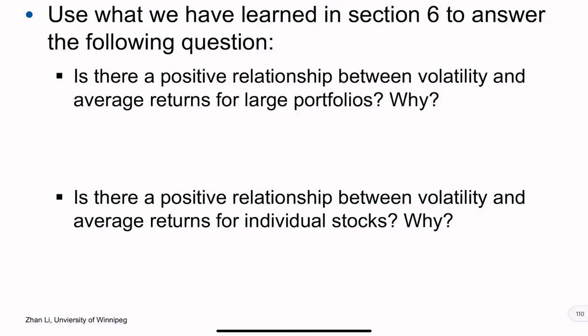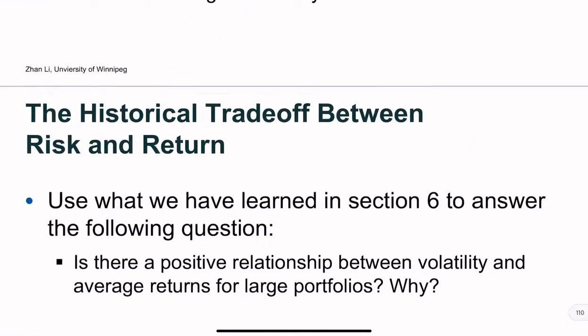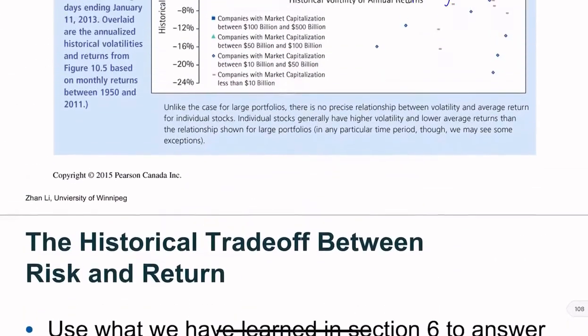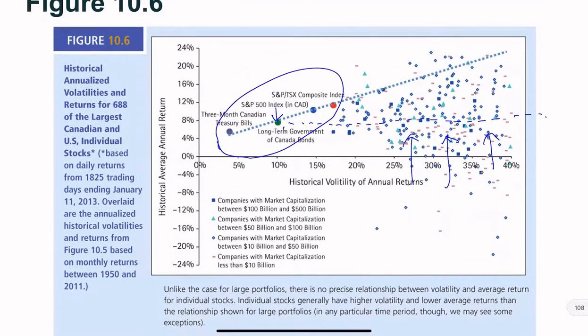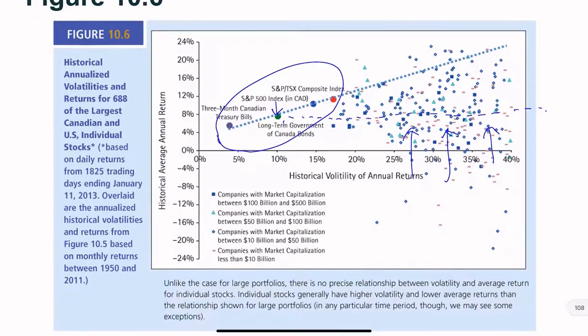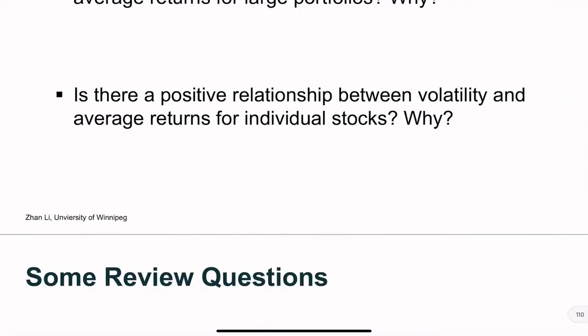Now, the fourth question, is there a positive relationship between volatility and average return for individual stocks? Well, if you look at this picture here, you can see that we cannot observe a positive relationship between return and volatility for an individual stock. The question is why? Why do we get this result? Well, it's obvious, right?